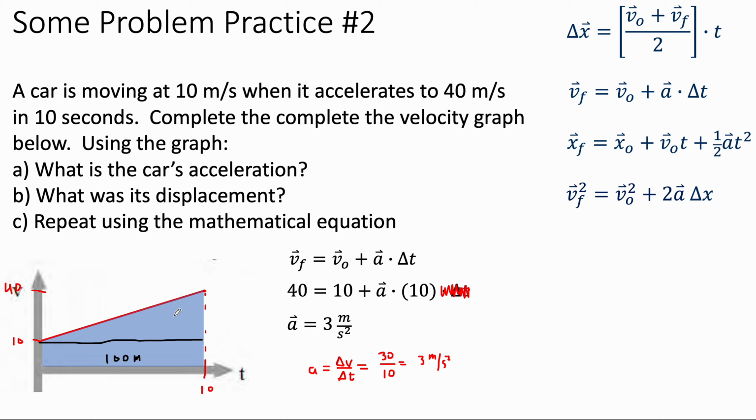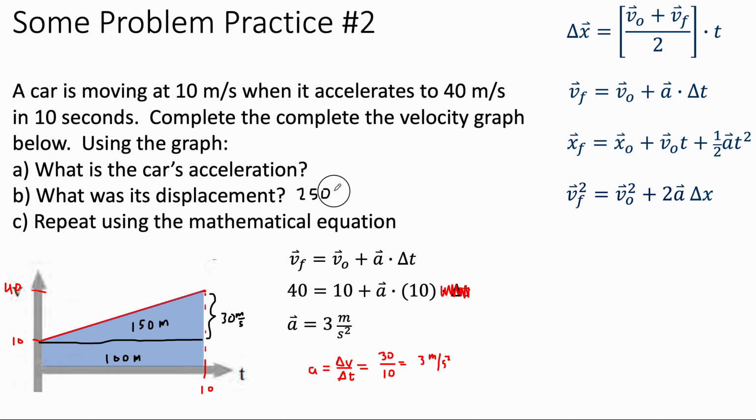And this triangle is 1/2 base times height. Now be careful, the height on this one is 30 meters per second. And so if you solve this one, 30 times 10, which is the base, is 300 times 1/2 is 150 meters. So what's the total displacement? A total of 250 meters.